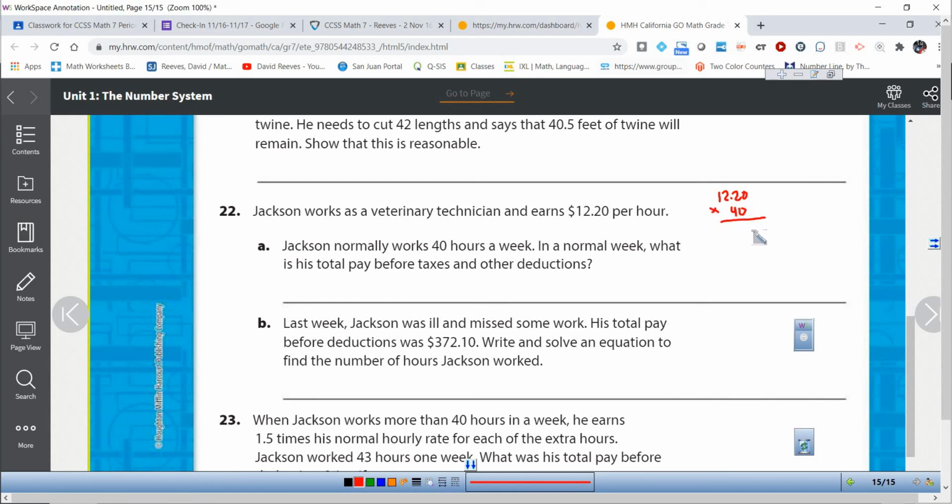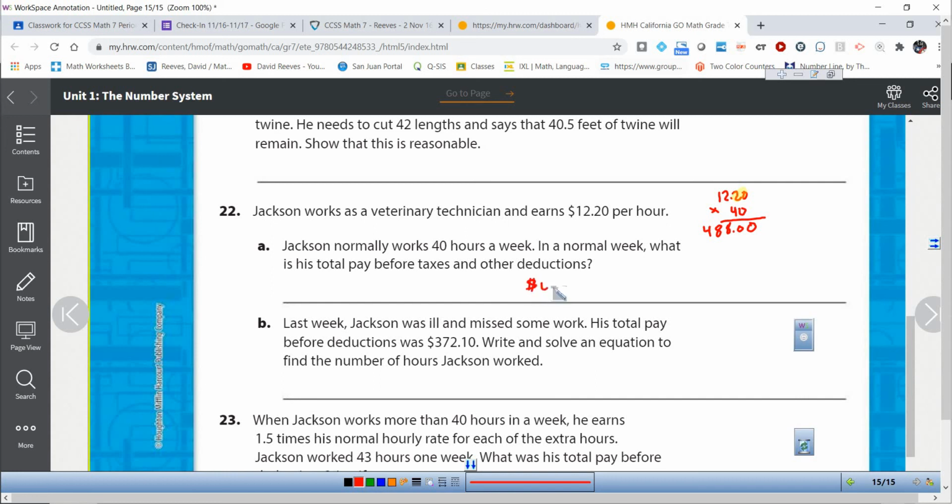So here we go. I'm going to go ahead and put that 0 for that. 4 times 0 is 0. 4 times 2 is 8. 4 times 2 is 8. 4 times 1 is 4. All right, how many digits did we have after the decimal? 2.